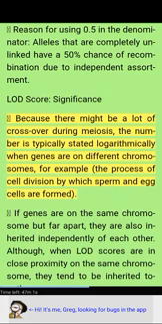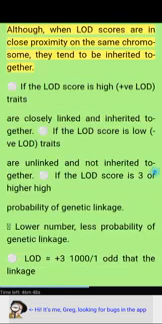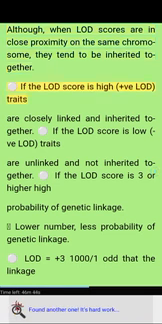Because there might be a lot of crossover during meiosis, the number is typically stated logarithmically when genes are on different chromosomes. For example, meiosis is the process of cell division by which sperm and egg cells are formed. If genes are on the same chromosome but far apart, they are also inherited independently of each other. Although, when genes are in close proximity on the same chromosome, they tend to be inherited together. If the log score is high, the traits are closely linked and inherited together.